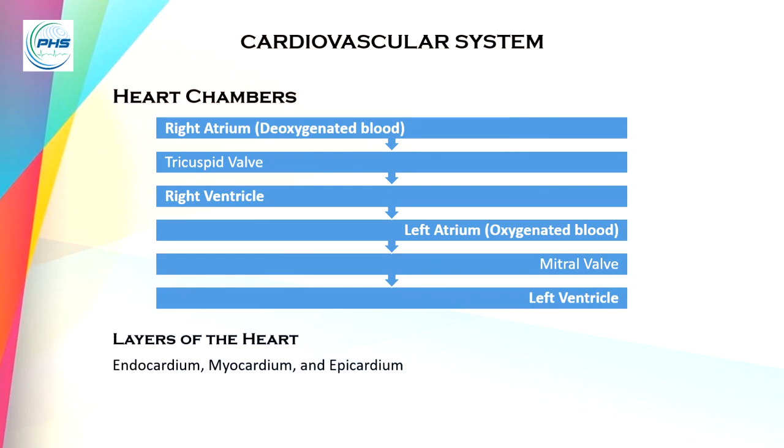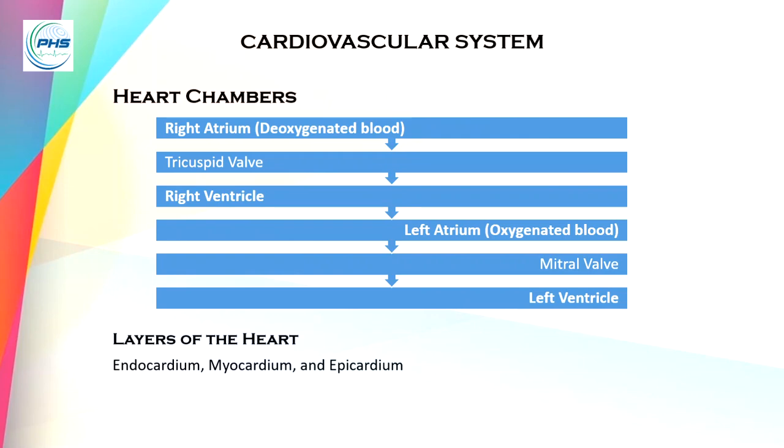Next, let us look at the heart chambers. The heart has four chambers, two atria and two ventricles. The right atrium receives oxygen poor blood from the body and via the tricuspid valve pumps it to the right ventricle. The right ventricle pumps the oxygen poor blood to the lungs.